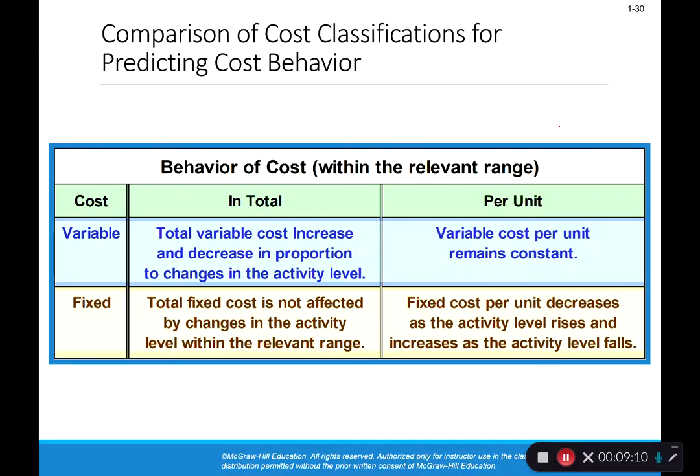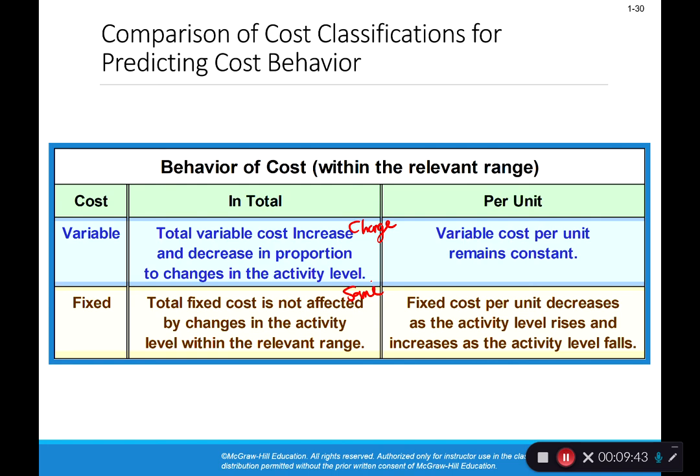So here's kind of a summary of variable and fixed costs and how they behave. I'm going to create my own additions to this summary. So variable costs in total are going to change, and fixed costs in total stay the same. So the name of the cost tells you what happens in total. So variable, vary in total, fixed, stay fixed, or the same in total.